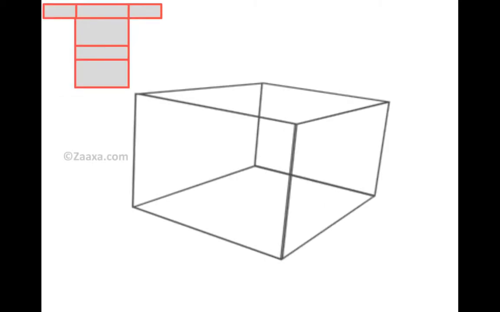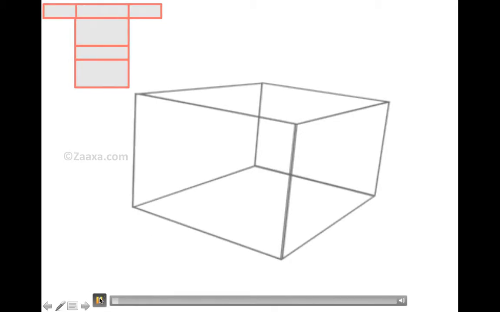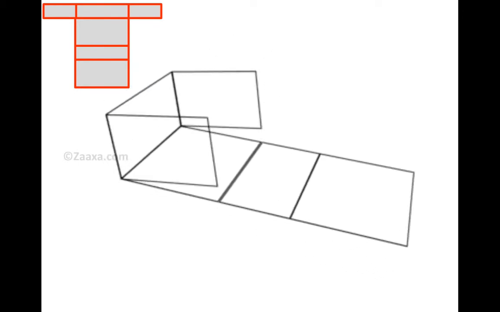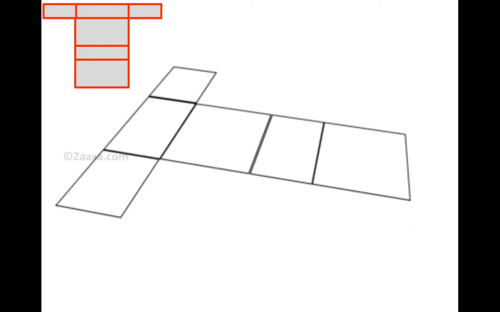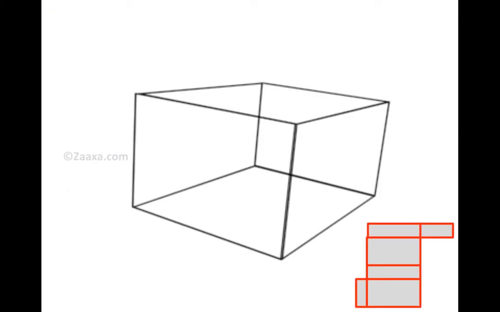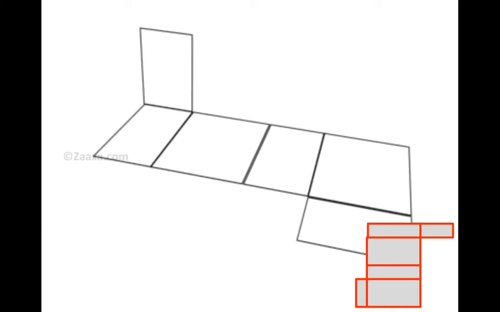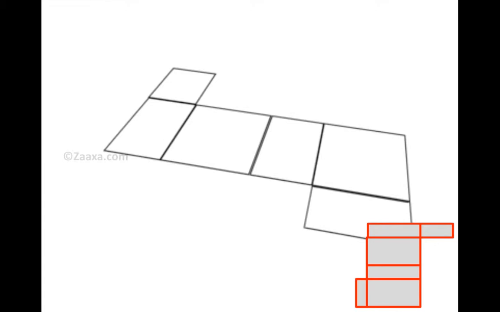And nets are not unique. So right here, if I take this cuboid, I can unfold it and make that net there, or take that same cuboid and unfold it in a different way and make that net right there. But the point is, either of those, if I fold it back up, will make the same cuboid. And so either of those nets would be useful in helping me figure out the surface area.